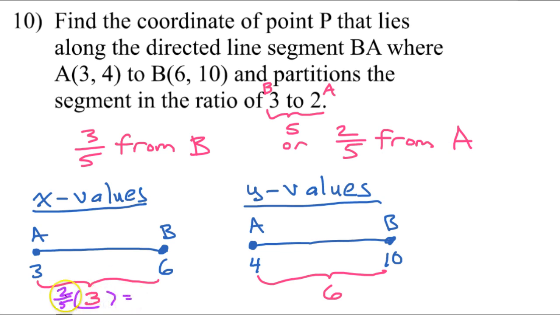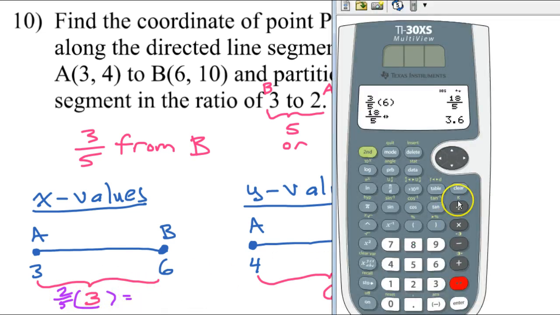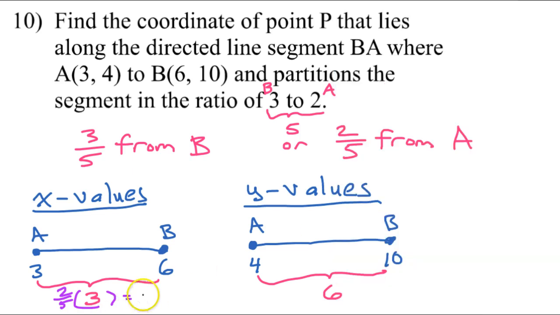All right, so I can find out how far 2/5 of the way is. So what is 2/5 times 3? Okay, so 2/5 times 3, that's 1.2. Okay, so that tells me how far to go from A. So I'm going to go 1.2 away. All right, so if I'm going 1.2 to the right, that means I'm adding 1.2. 3 plus 1.2 is 4.2. So that's going to be the x value of the partition point.